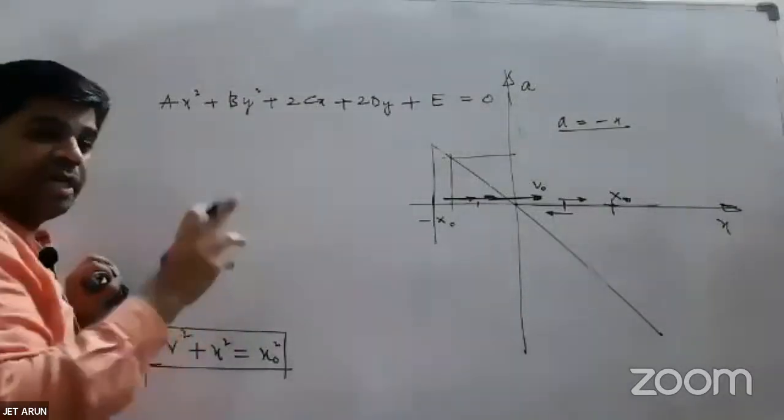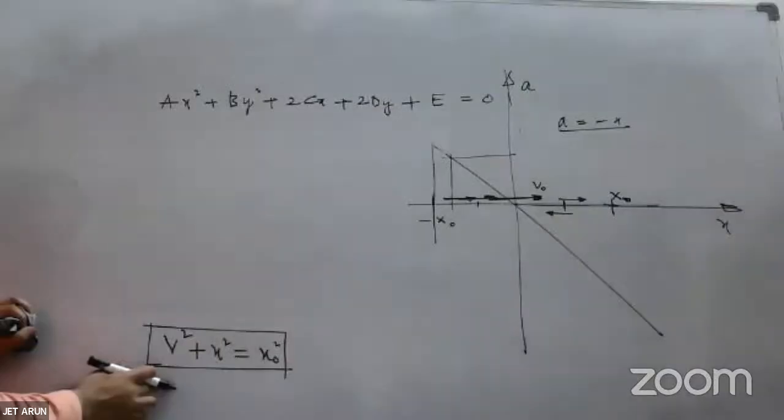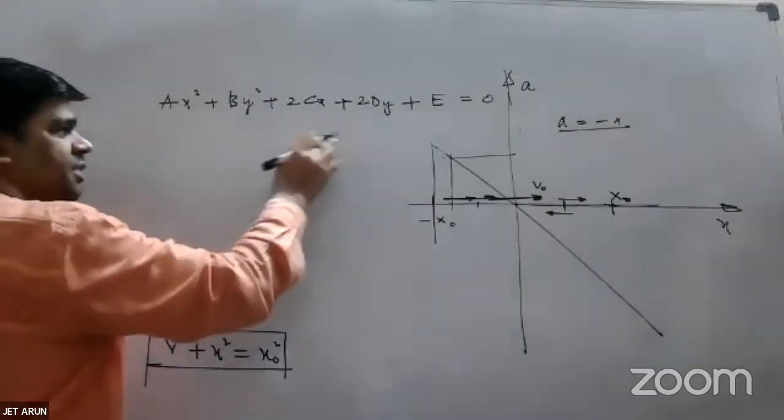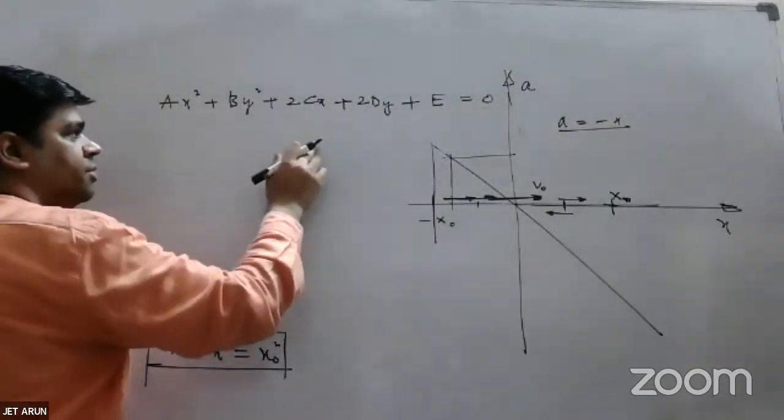a and b will decide what type of conic. If a is equal to b, then I'll have a circle. Sir, can you say once again? See, I've got ax square plus b, this equation, this is the equation of a conic, right?